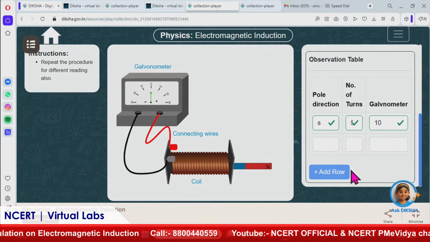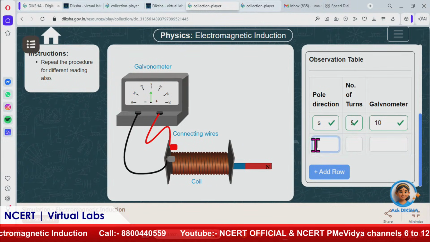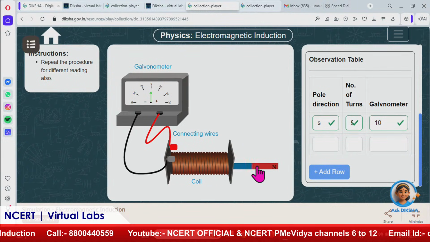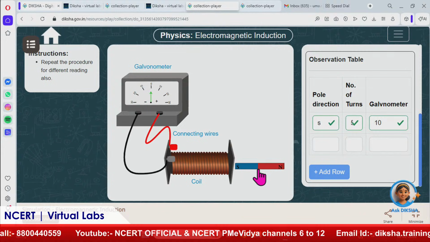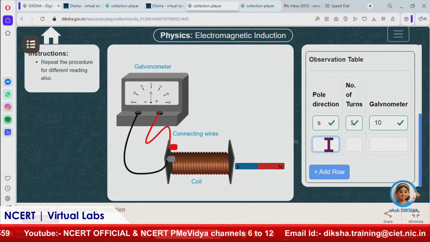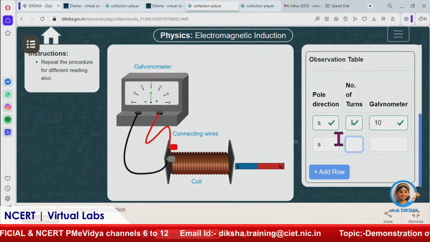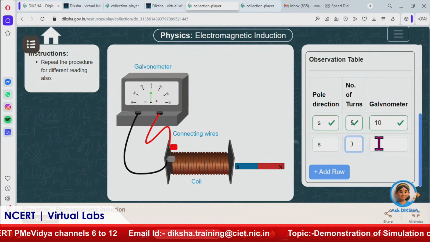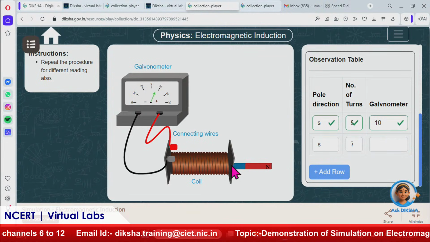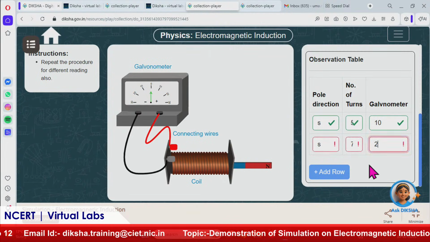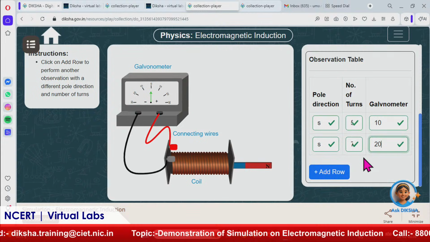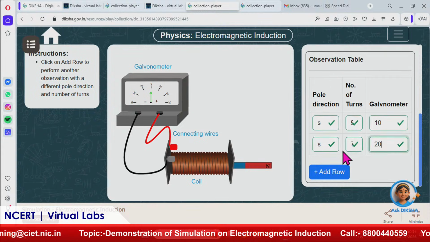I can add one more row. Pole direction is south only. Number of turns I have increased to 750 now. And let's see, it is showing 20. So this is the case when the pole direction is south.